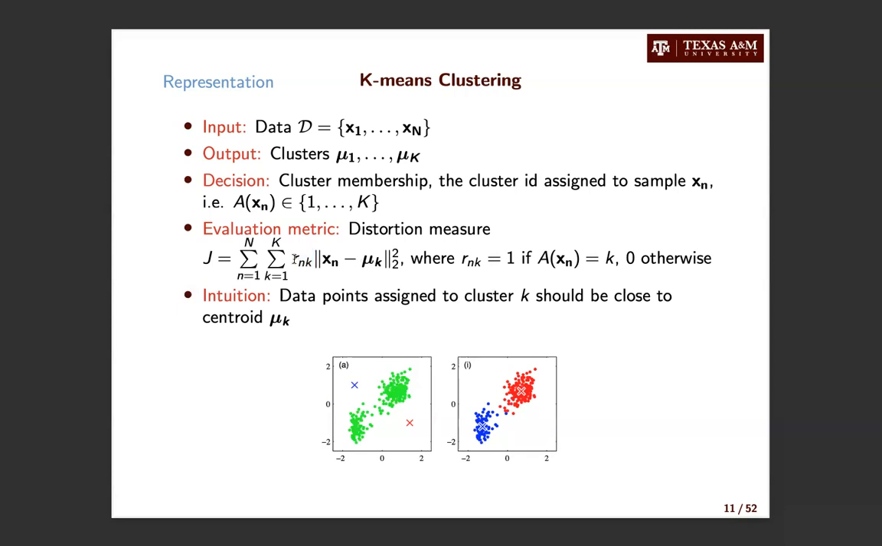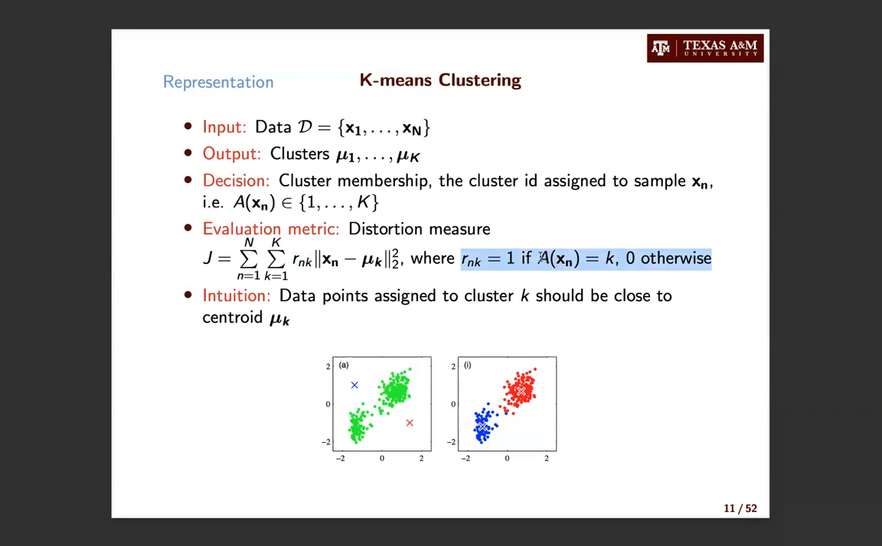It is also important to note that this assignment r_nk is either 0 or 1, and this refers to what we call a hard clustering approach. So r_nk will be 1 only for a single cluster, and that will be the cluster to which sample n will be assigned. Otherwise, it will be 0 for all the other clusters. This is exactly what this equation says.